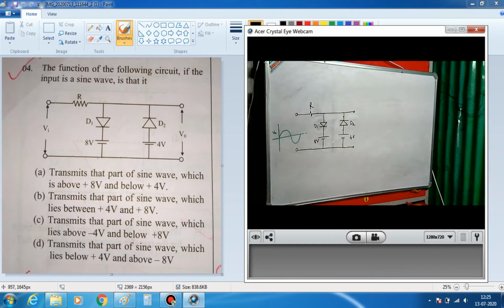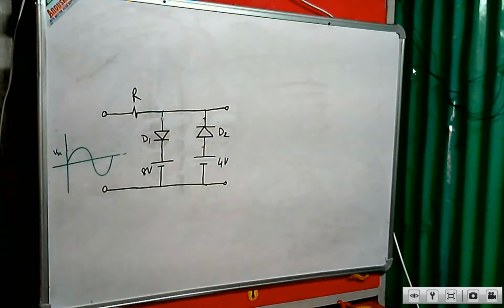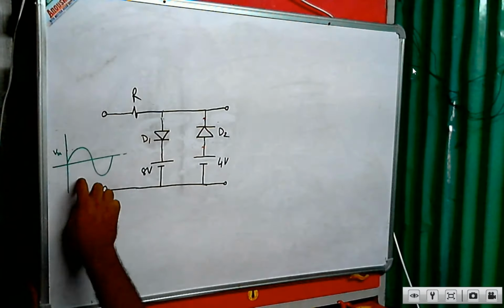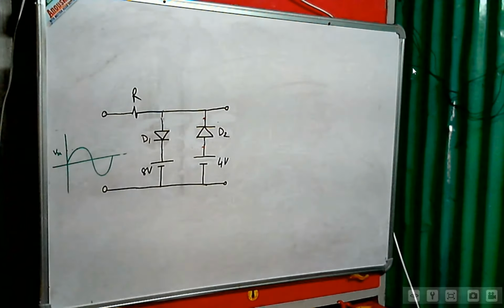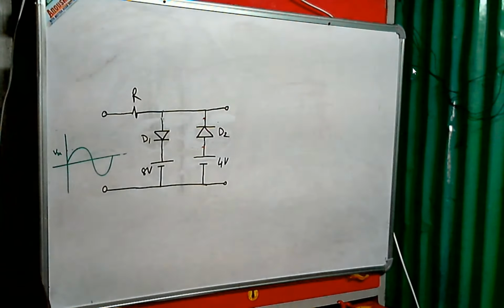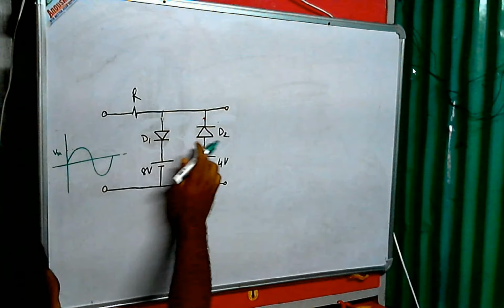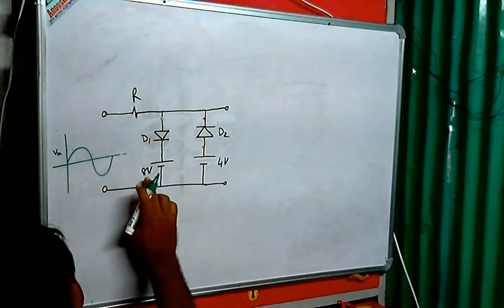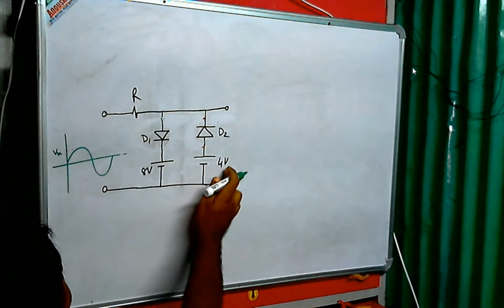And option C, it transmits that part of sine wave which lies above minus 4 volt and below plus 8 volt. And option D, it transmits that part of sine wave which lies below plus 4 volt and above minus 8 volt. Okay, so the circuit is given and you have some input sinusoidal voltage. Let us assume some arbitrary input amplitude of Vm. And the diodes D1 and D2 are there, and voltage source batteries of 8 volt and 4 volt are there.